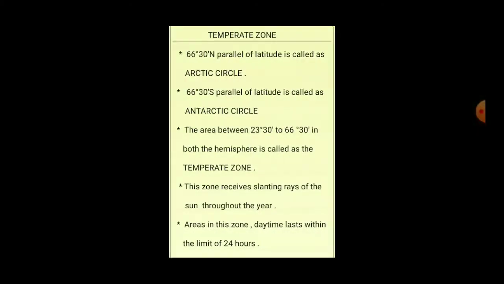This zone receives slanting rays of the sun throughout the year, and in this zone the daytime lasts within the limit of 24 hours. That is, the day will never be more than 24 hours or the night will never be more than 24 hours. It will be in between 24 hours.